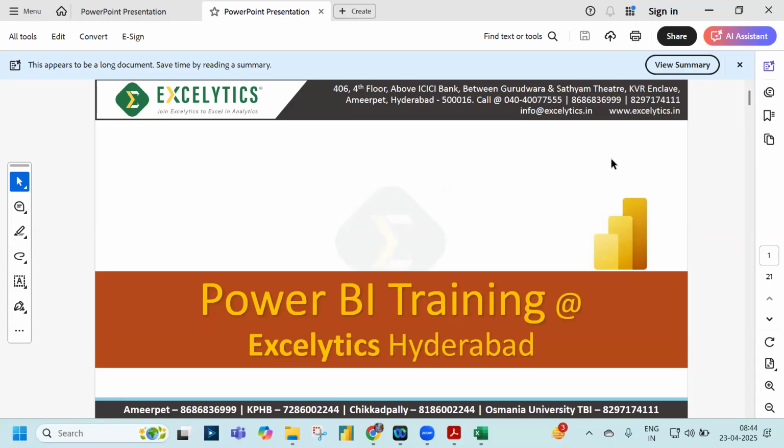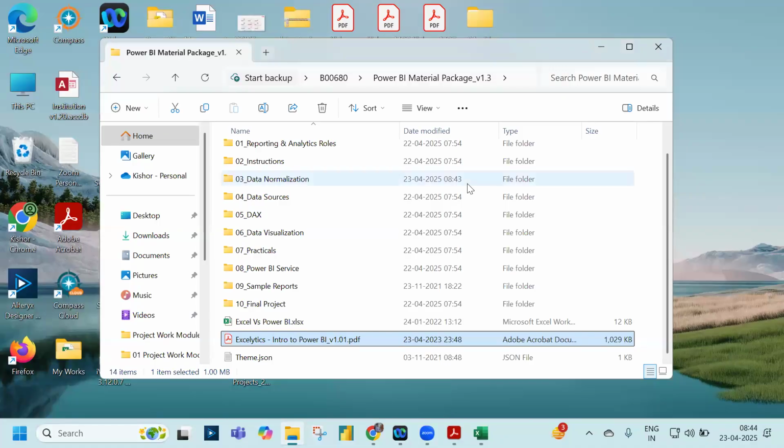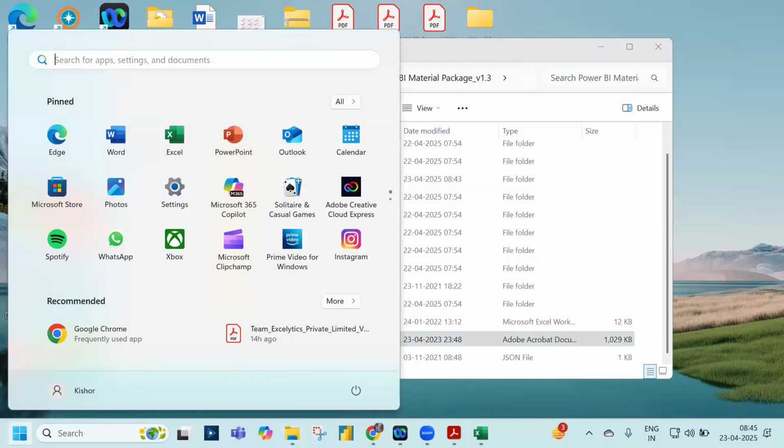Okay, done. So got some idea, right? Now, what is normalization? What is a primary key? What is a foreign key, and things like that? Right. So let me show you one thing here.